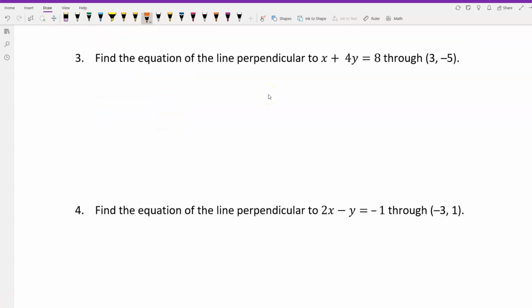Find the equation of the line perpendicular to x plus 4y equal to 8 through this point 3, -5. So first I'm going to isolate y.